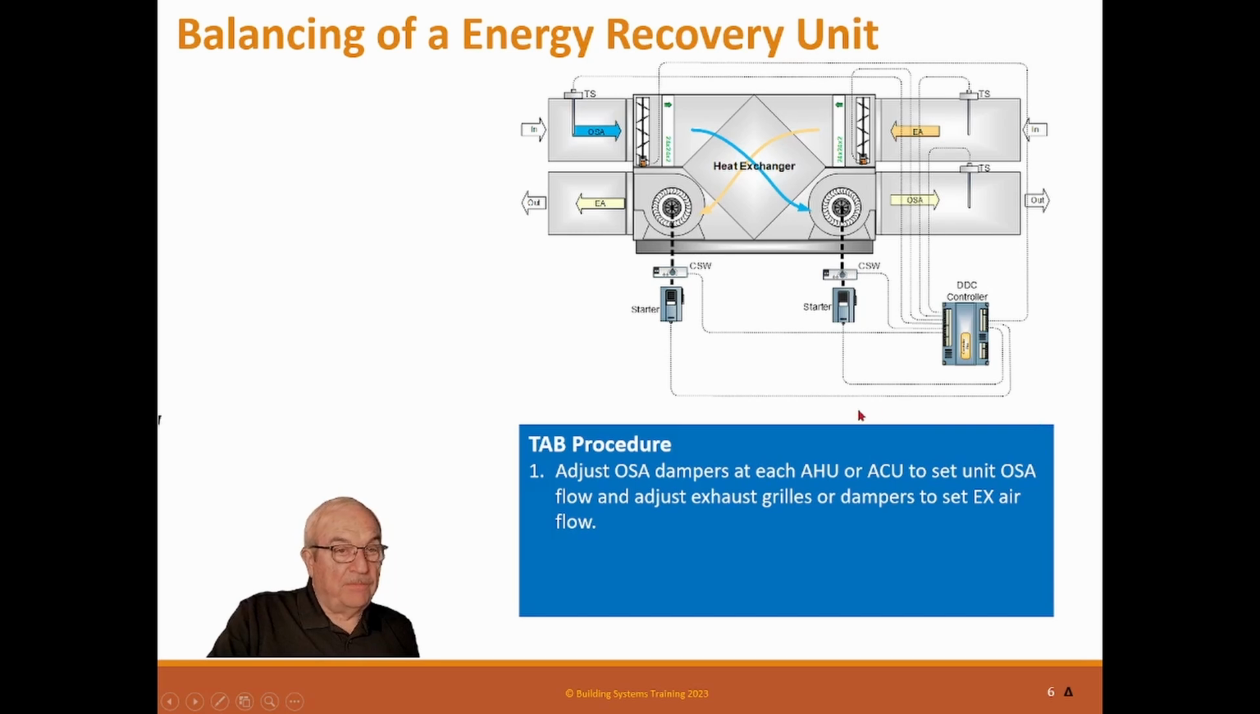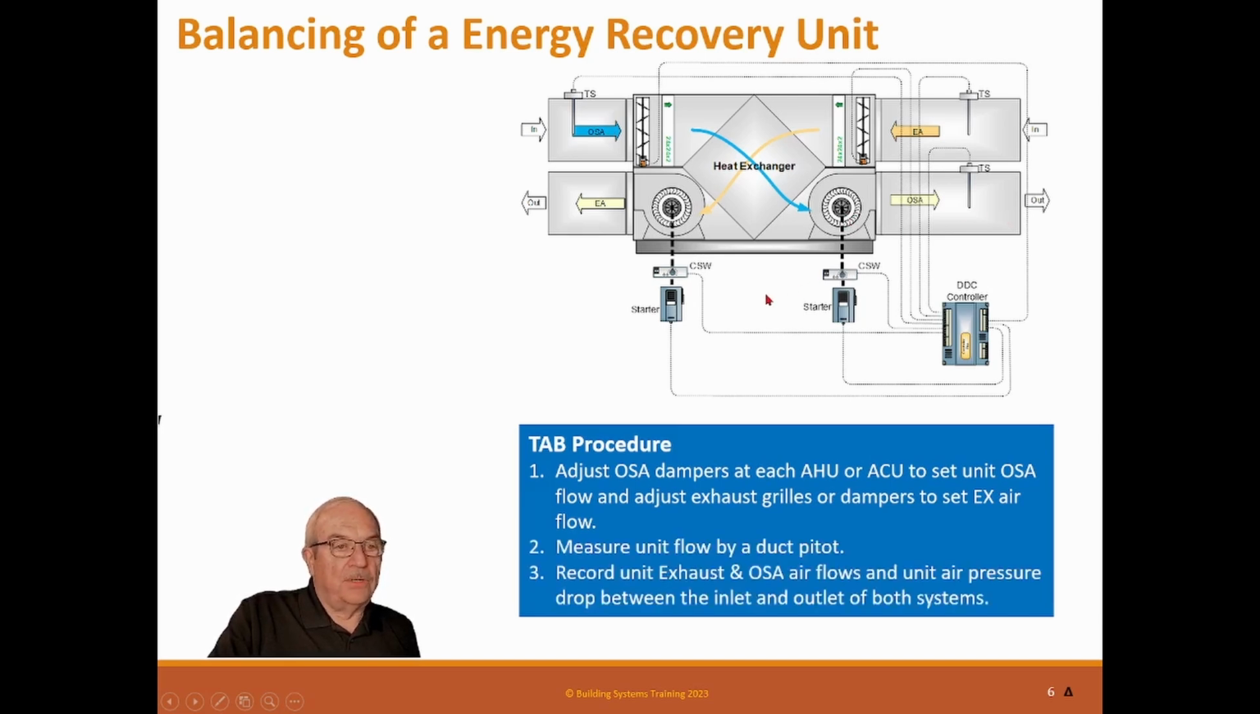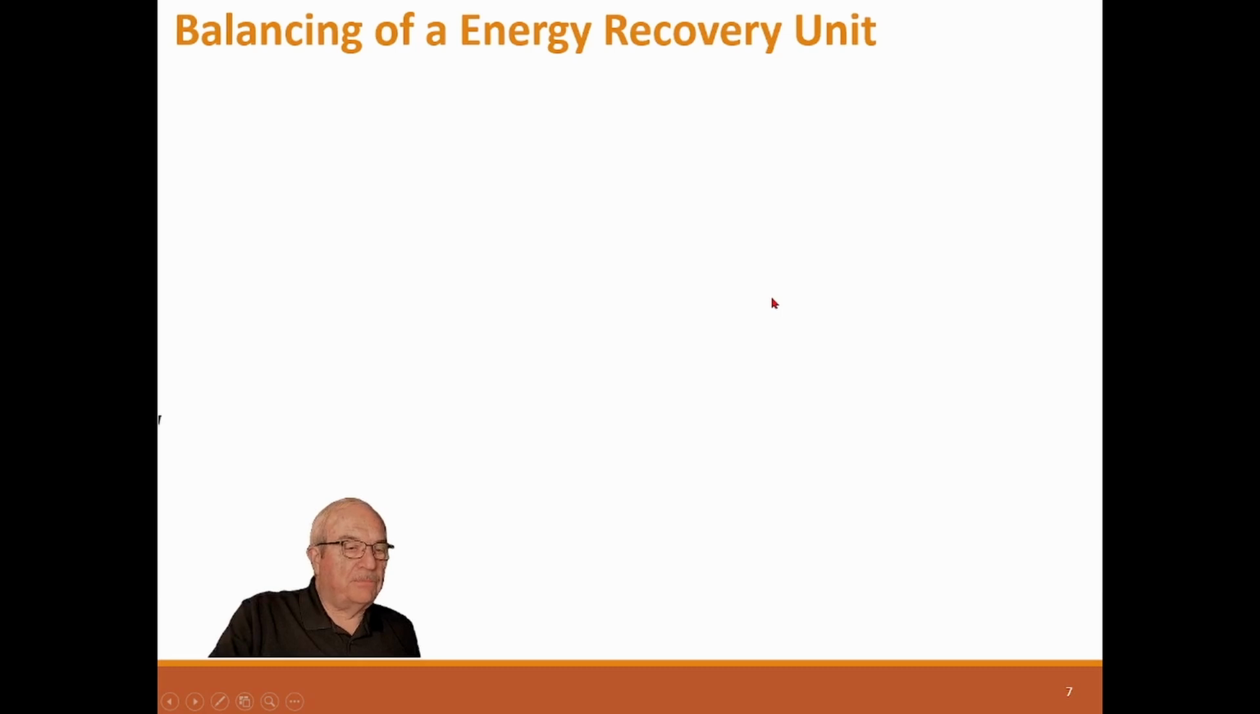So you have to balance these outside air units and the outside air intakes on these other units to actually finalize the balance of the system. Measure the airflow by duct pitots. Record the exhaust and outside air airflows and the unit air pressure drop between the inlet and outlet of both systems. That's it. Pretty easy.